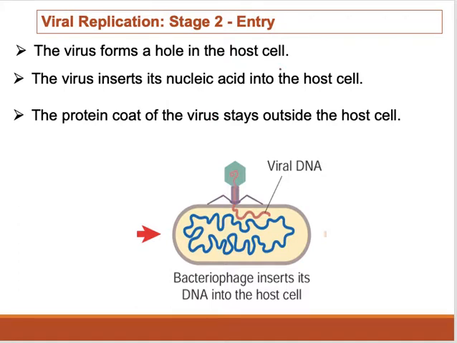Stage 2 then is entry. And as the name suggests again, something is entering. So in this case, the viral DNA is being sent in to the bacterial cell. So it inserts its DNA or its nucleic acid into the bacterial cell. The protein coat doesn't actually go in, it just stays on the outside, because the DNA here has all the instructions that are needed to kind of hijack all the parts of the bacteria and use it to start making new viruses.